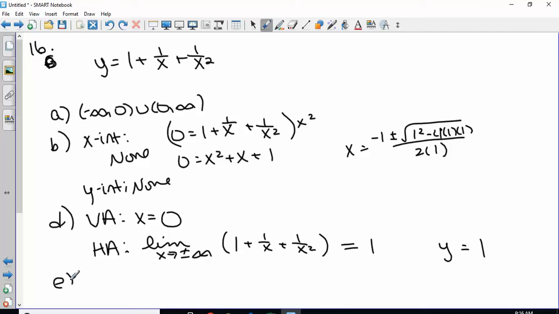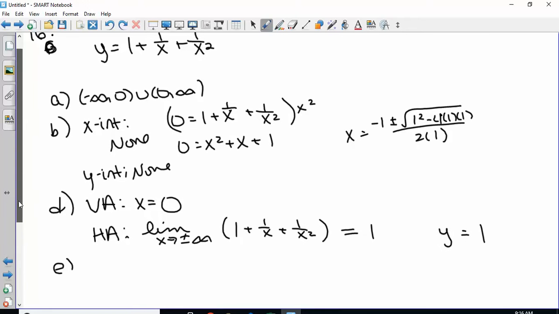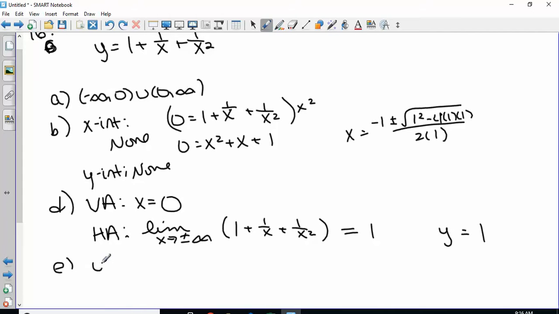Then it asks you for increasing and decreasing. How do we find where things are increasing and decreasing? We've got to do the first derivative. Okay, so my first derivative. Derivative of 1 is 0. 1 over the x, that's like x to the negative 1, so it'd be negative x to the negative 2. 1 over x squared, that's x to the negative 2, so minus 2x to the negative 3.